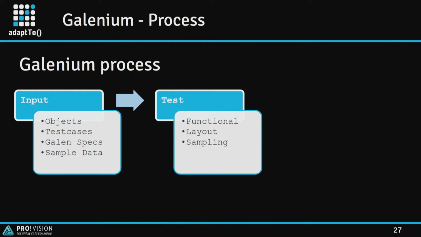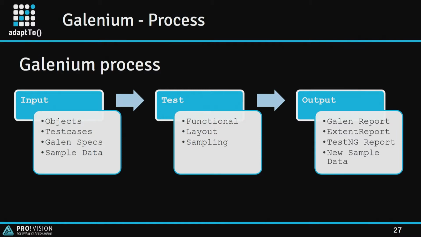Then you get the test, which is functional with Selenium. It's layout through Galen. And we have the sampling with the differences and the sampling process I just showed you. So as an output, we get Galen's reports. We get the extent report.